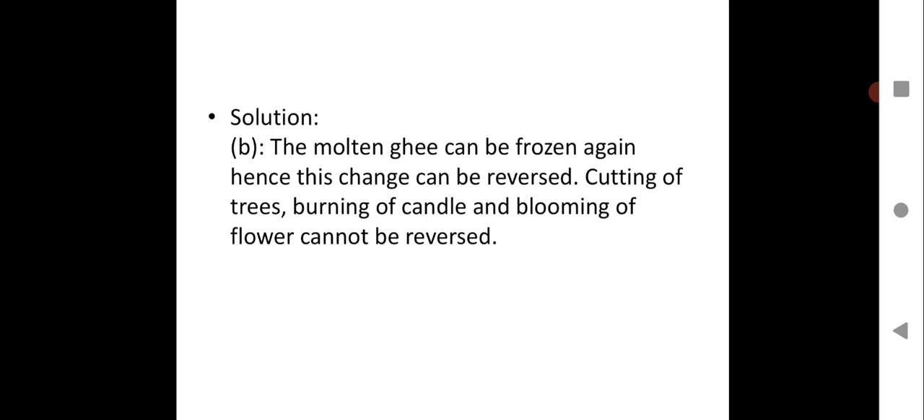The solution is B. The molten ghee can be frozen again, hence this change can be reversed. Cutting of trees, burning of candle, and blooming of flower cannot be reversed. I hope this explanation is clear. So you can write the answer along with the explanation for you to understand why that option is a correct option. So this correct option B, you can write down the explanation as well for your understanding. Let us go for next.